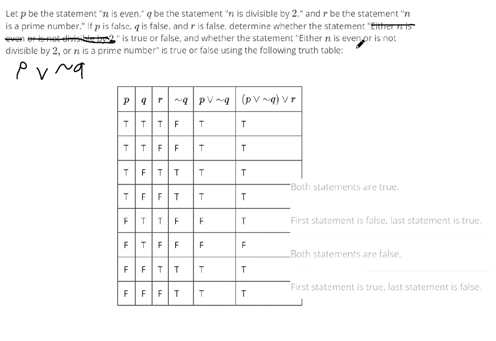Either N is even or is not divisible by 2. So see, the comma is another big part with these too. The comma means that's where you want to wrap a parentheses around the first statement. So we've got a comma that shows up in this sentence.